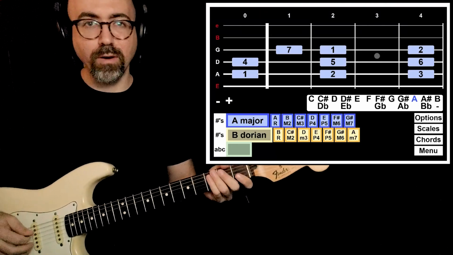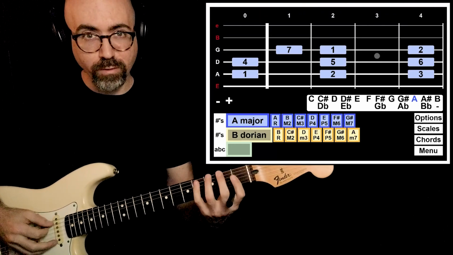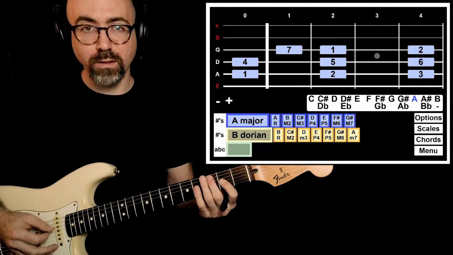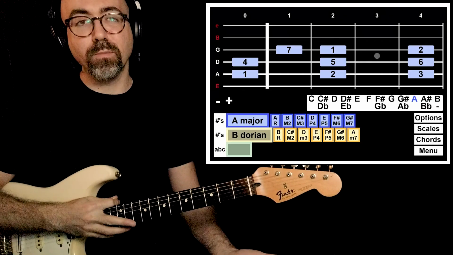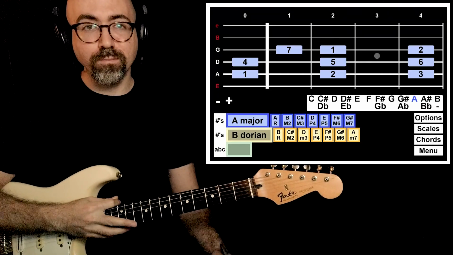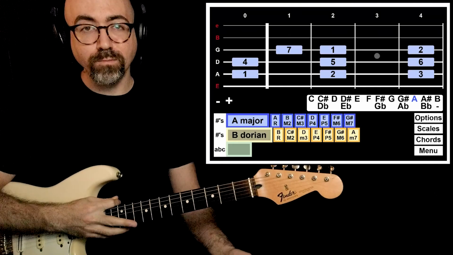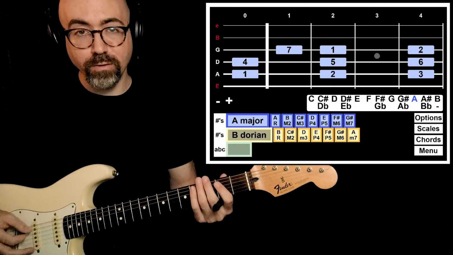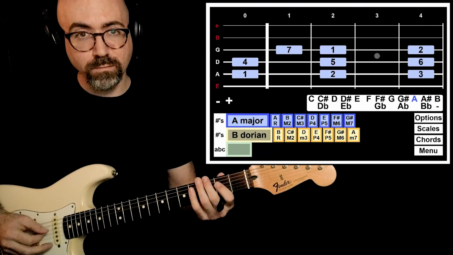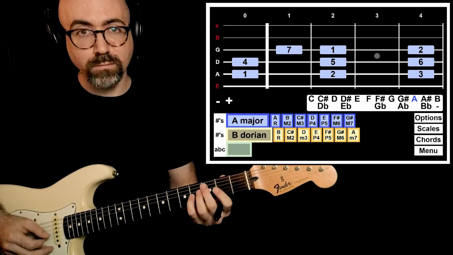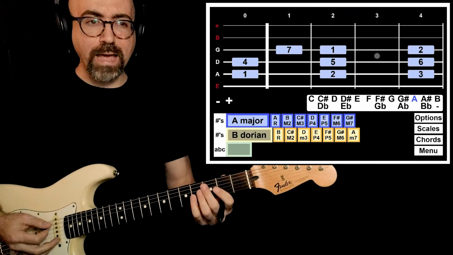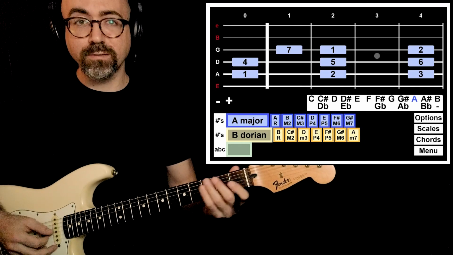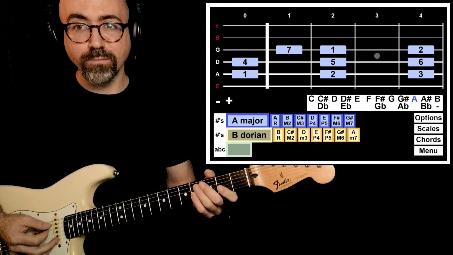Instead of A, B, C sharp all the way up, you have 1, 2, 3, 4, 5, 6, 7, back to 1. So the concept of a mode is starting and stopping on a different note in the scale. So start and stop on the notes in A major on the 2. So starting on the 2, you'd have... So in terms of A major, you're playing 2, 3, 4, 5, 6, 7, 1, 2.